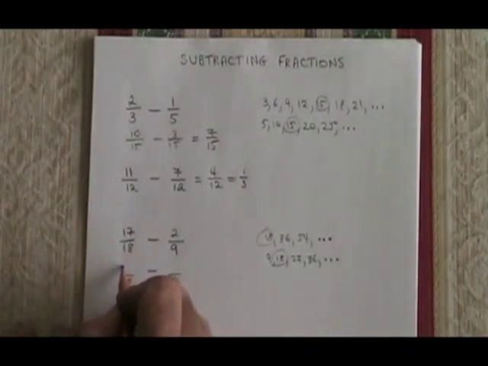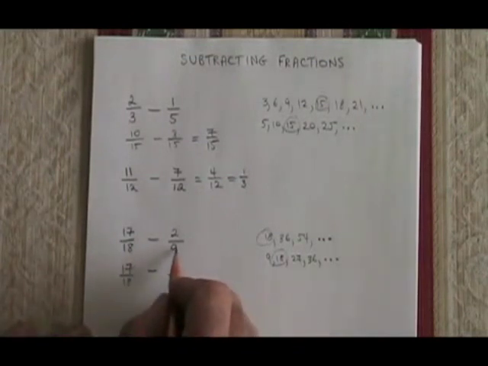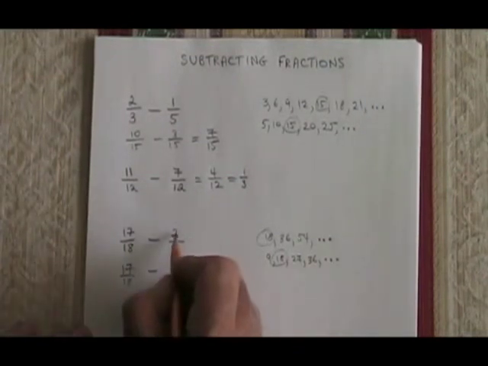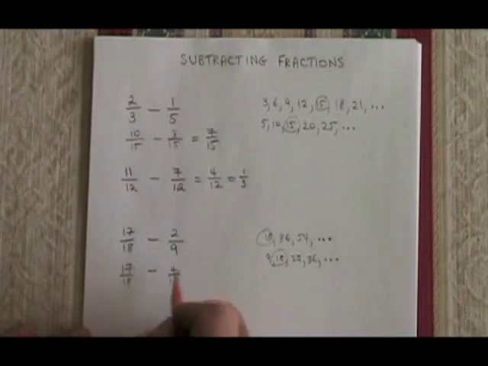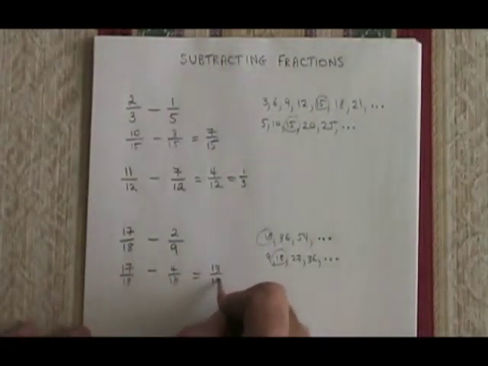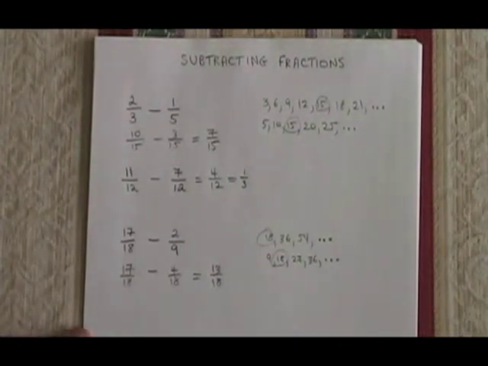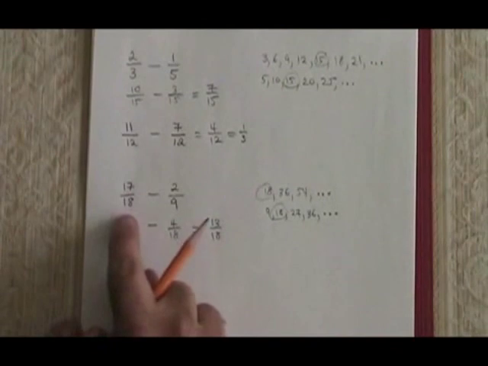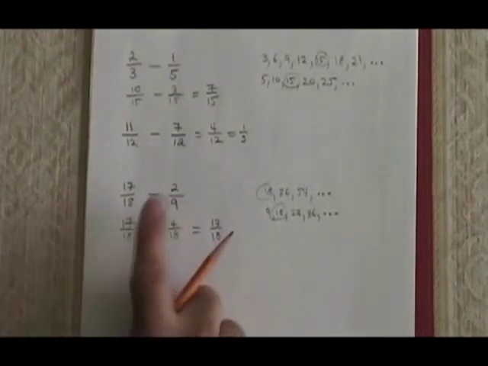17 over 18 stays the same. The 9 has to be multiplied by 2 to give 18, so the 2 has to be multiplied by 2 to give a 4. 17 eighteenths minus 4 eighteenths is equal to 13 eighteenths, and we have our answer. If we had tried the trick of just multiplying the denominators we already have, would we get the right answer? Let's try it.